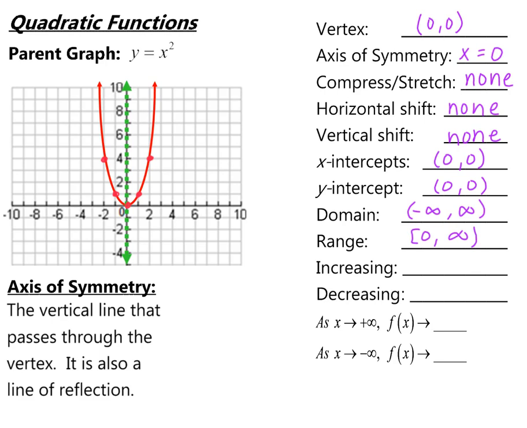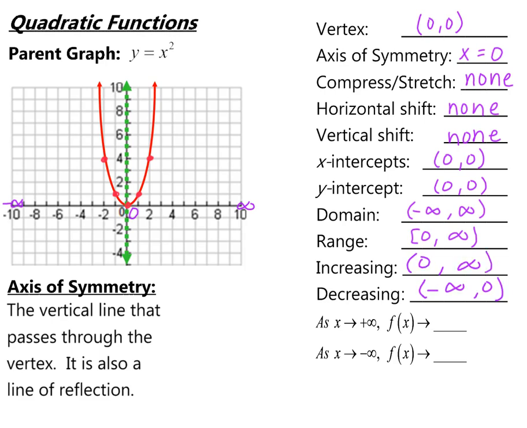For our increasing and decreasing intervals, let's look at our graph. So we have negative infinity on the left side, positive infinity on the right, and our parabola turns at our axis of symmetry where x is equal to 0. So from negative infinity to 0, our parabola is decreasing. And then from 0 to positive infinity, our parabola is increasing.